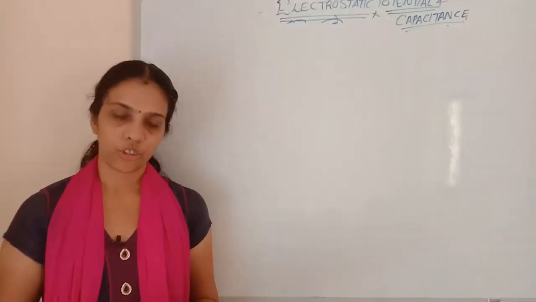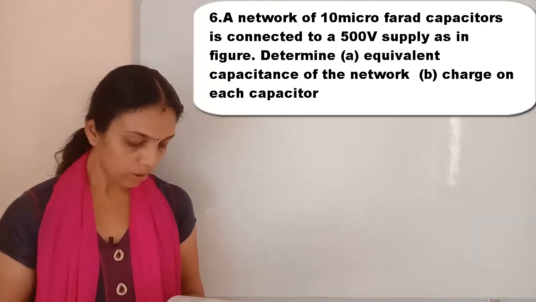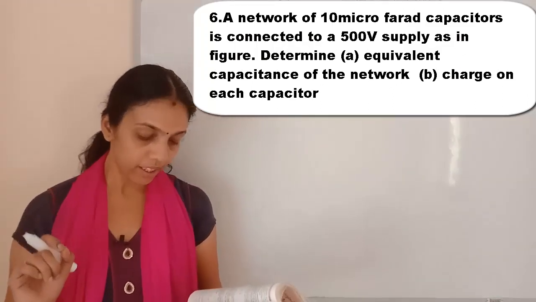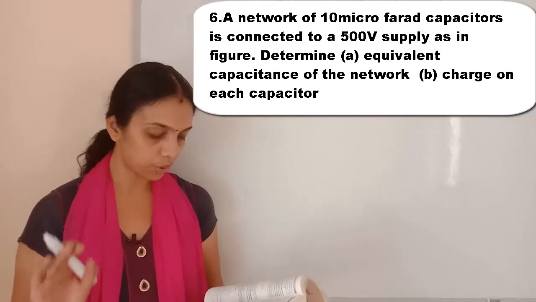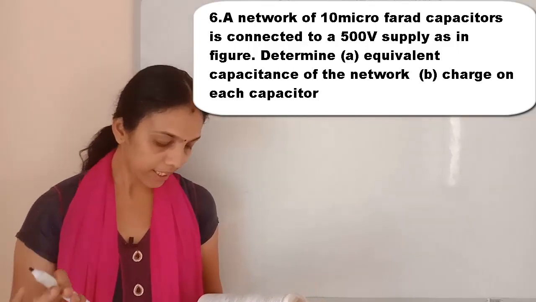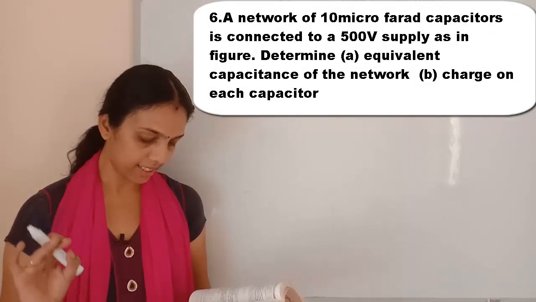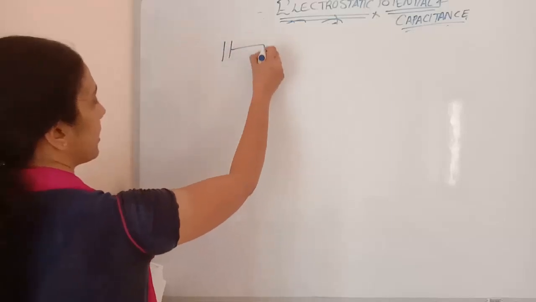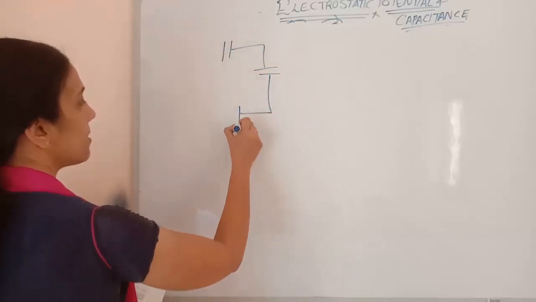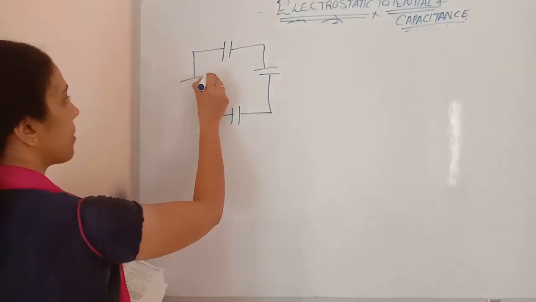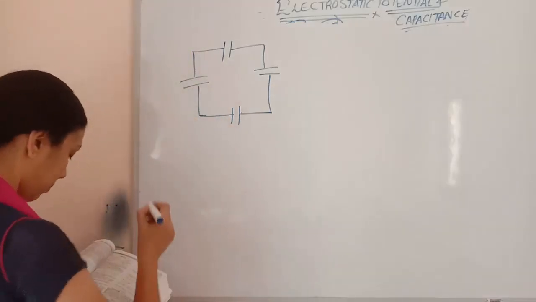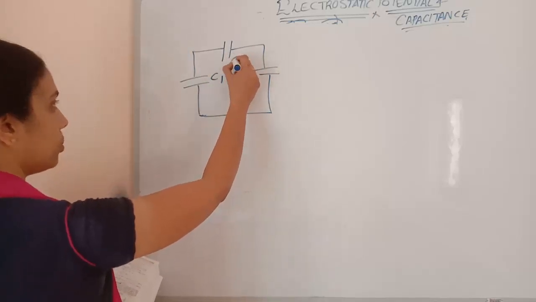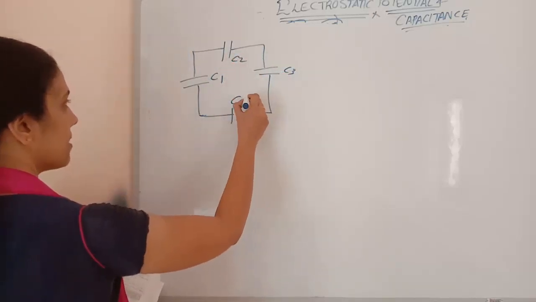Clear? Next question is, a network of 4 10 microfarad capacitors is connected to a 500 volt supply as shown in figure. Determine the equivalent capacitance of the network and the charge on each capacitor. So the capacitors are given like this, 4 capacitors, in this manner. Each is 10 microfarad. So here it is C1, this is C2, this is C3, and this is C4.